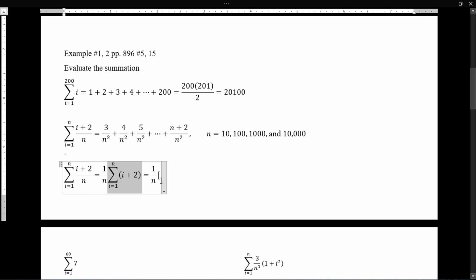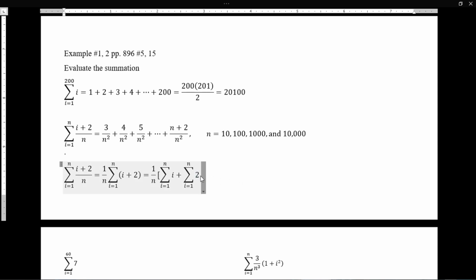Let's just choose this one, this, and this. So we're going to get the I, and it's going to be plus, so it should be 2. Okay, and we obviously have our bracket.